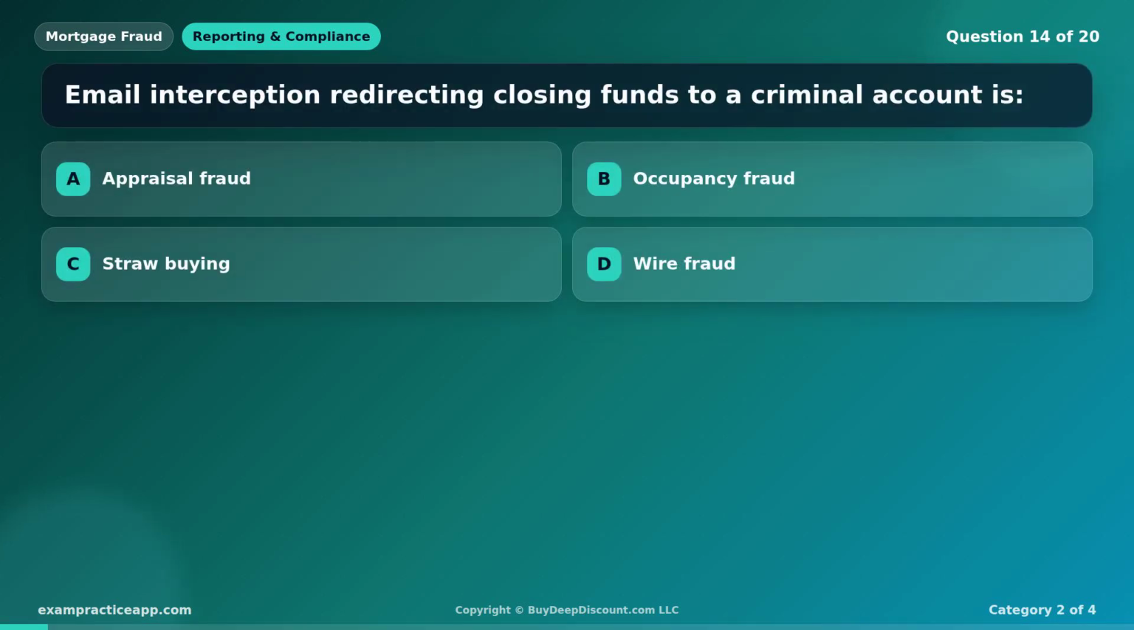Question 14. Email interception redirecting closing funds to a criminal account is: option A, appraisal fraud; option B, occupancy fraud; option C, straw buying; option D, wire fraud. Take a moment to choose your answer. The correct answer is option D, wire fraud. Explanation: wire fraud commonly occurs during real estate closings.